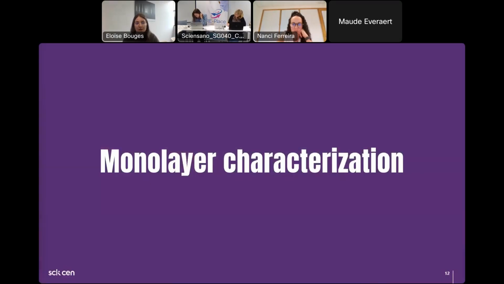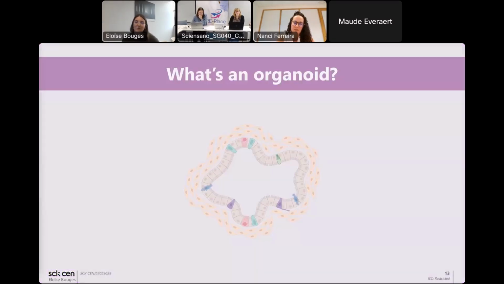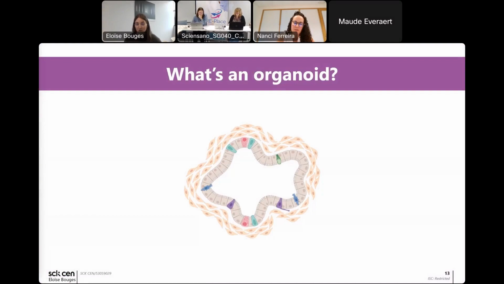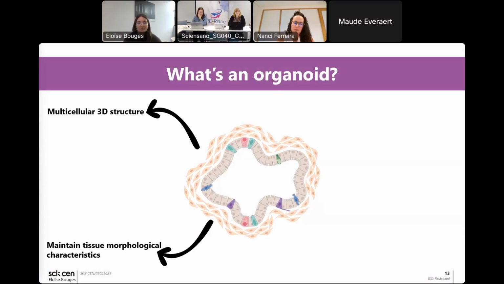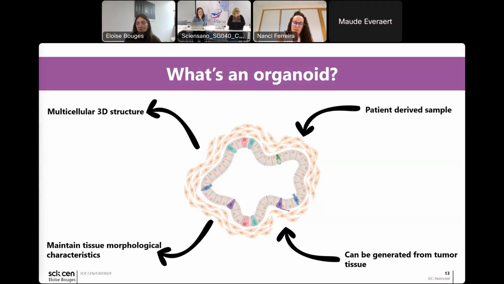So first, I will talk about the monolayer characterization and some images to have an idea of what it looks like. So Nanci already gave quite a good overall idea of what an organoid is, but I will go back over it very fast. So what's an organoid? It's a multicellular 3D structure that allows to maintain tissue morphological characteristics, and it can be patient-derived, and also it can be generated from tumor tissue, which is the case in my project.